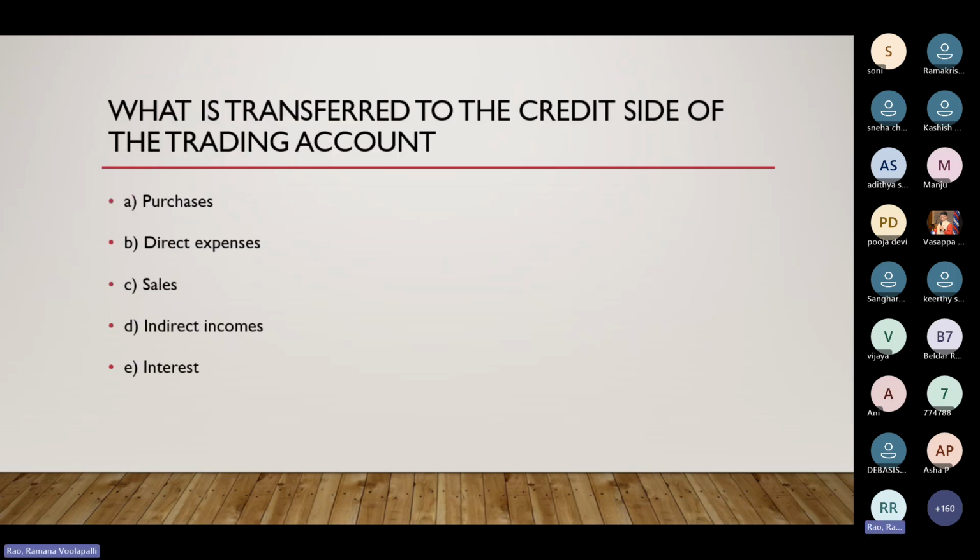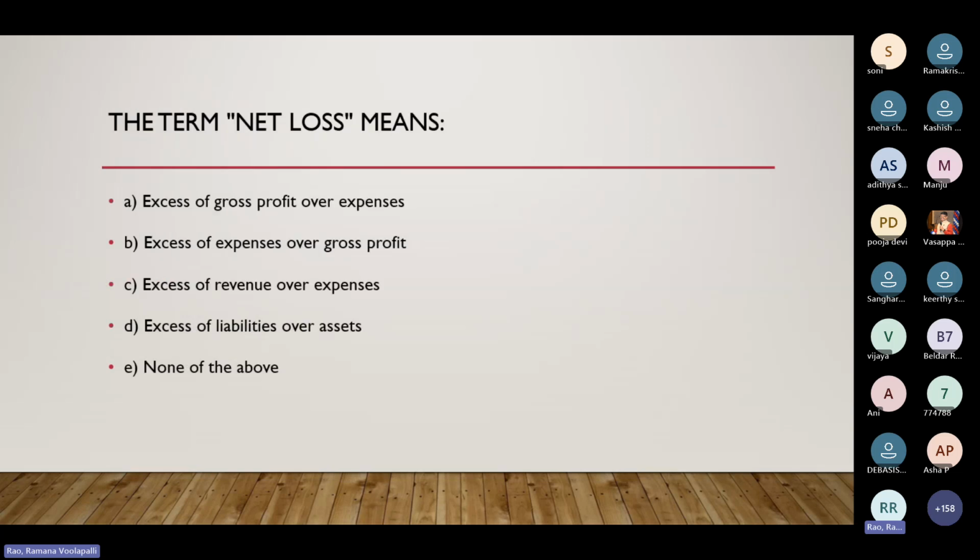What is transferred to the credit side of the trading account? Out of these, which is correct? A is the answer. Ramakrishna sir, Vinod sir, Pawan Singh sir. Next question. Okay, sales, Subham sir. Great. It is sales. Indirect income will be on the credit side of profit and loss. Interest will be on the debit side of profit and loss. Direct expenses, debit side of trading account. Purchase, debit side.